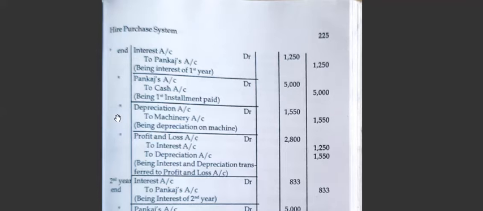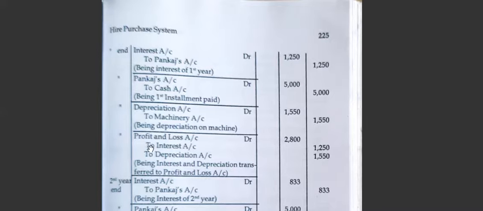Next is depreciation. Depreciation will be calculated on the cash price, at 10%. So depreciation account debtor to machinery account. What is the cash price? 15,500 into 10%, you will get 1,550. So here, to machinery account 1,550.